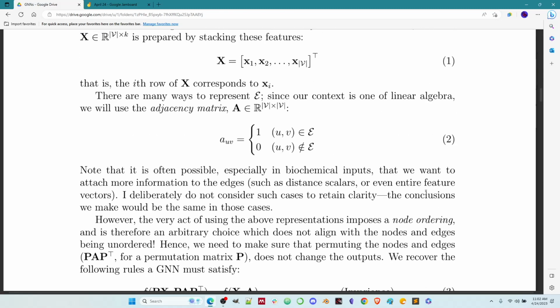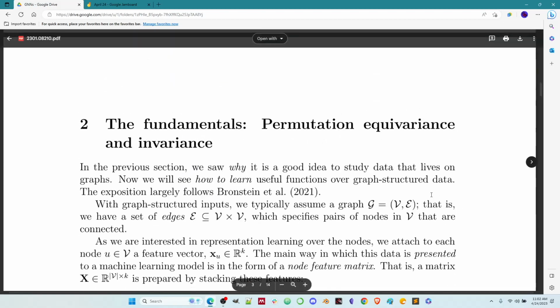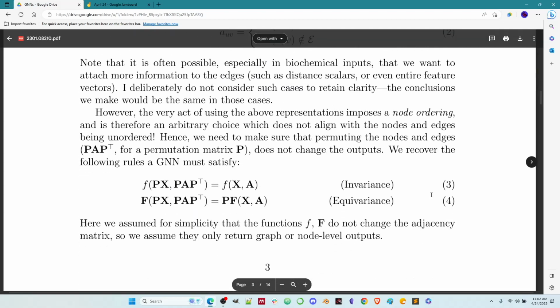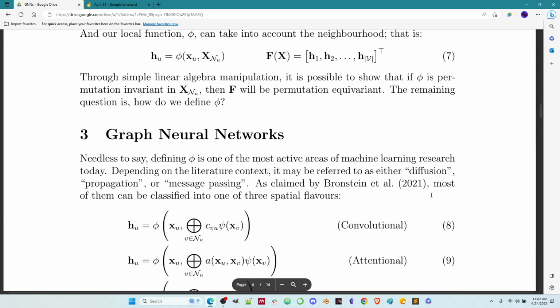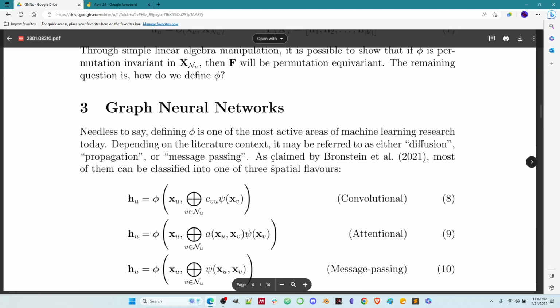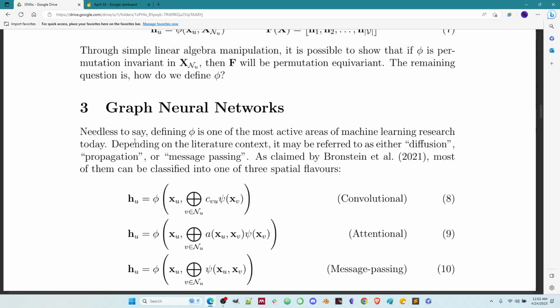So they go through invariance and equivariance. And then they go through graph neural networks itself. There's this issue of message passing, of diffusion and propagation. So the idea that a node will pass things to another node, or that there will be some communication to another node, or like I said, there's a directionality and bidirectionality.